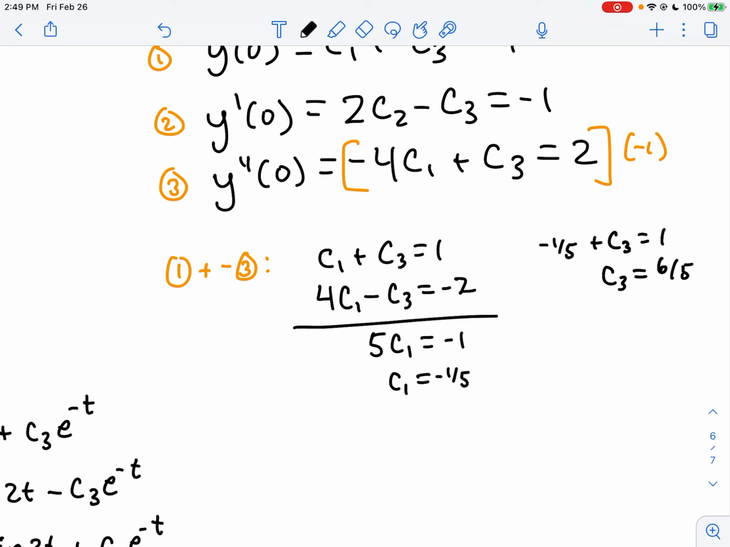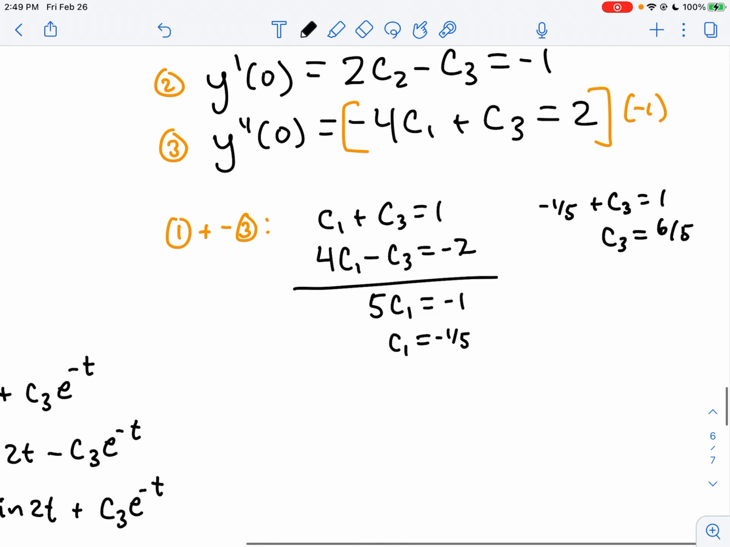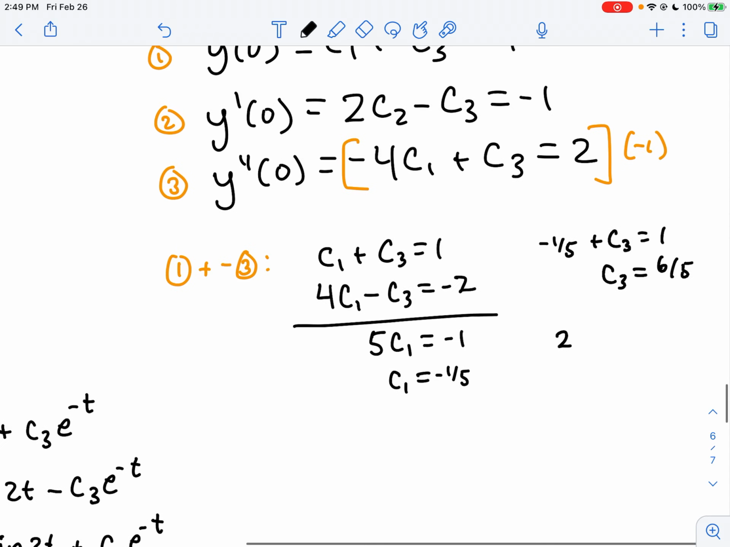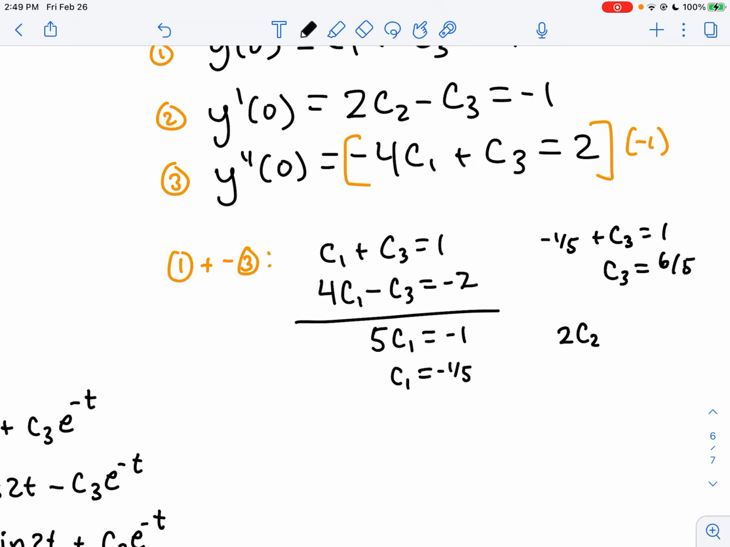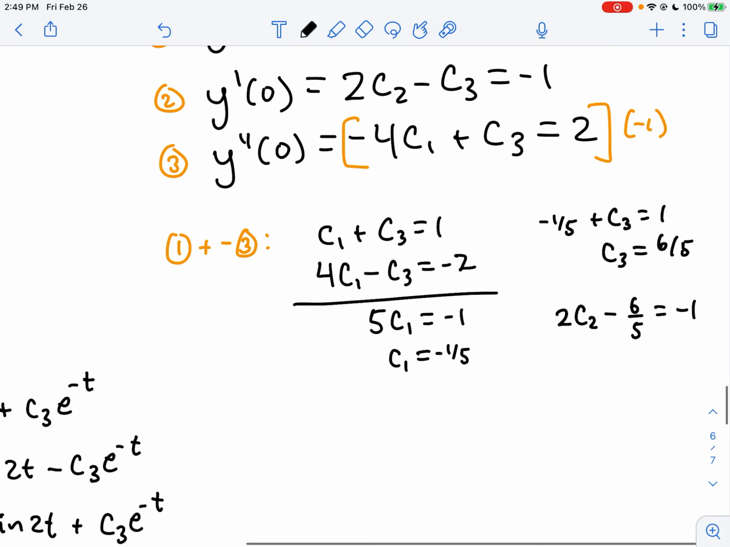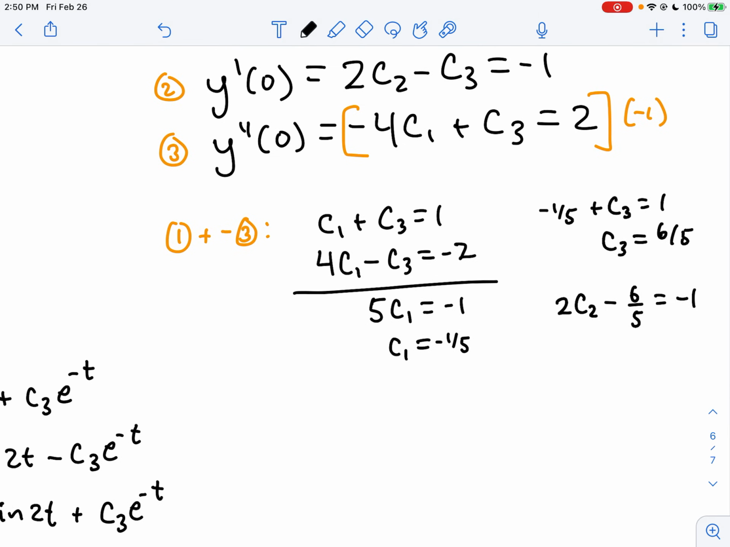And now we want to find c2. So I'm going to take equation 2 right here. And equation 2 is 2c2 minus c3. So 2c2 minus c3, c3 is 6/5, is equal to -1. And solve this for c2. So add 6/5 to -5/5. That's going to be 1/5 and divide by 2. And we get c2 is equal to 1/10.